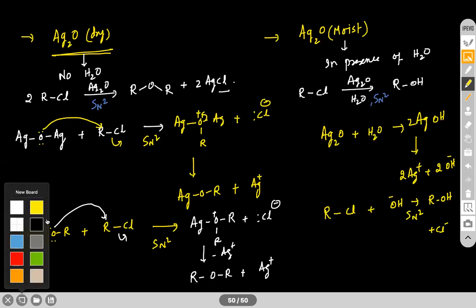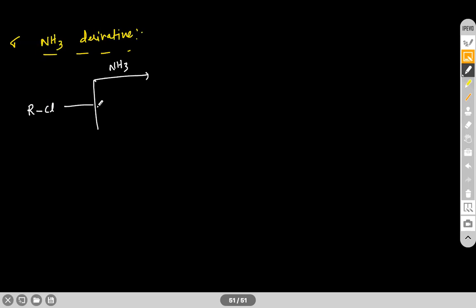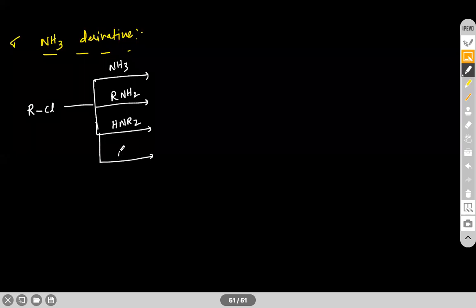Okay. Another reaction, write down, with NH3 derivative, ammonia derivative. Again, this reaction is SN2, with NH3. Could you write down the product in this? Tell me the product here.